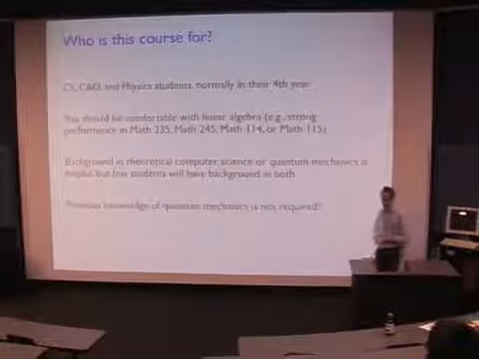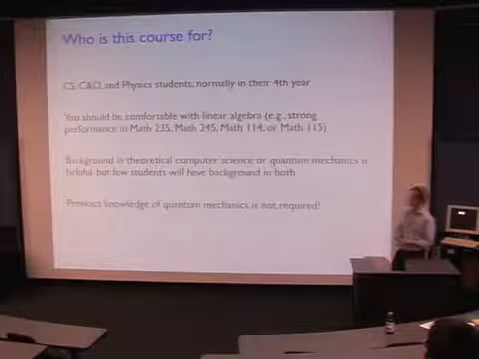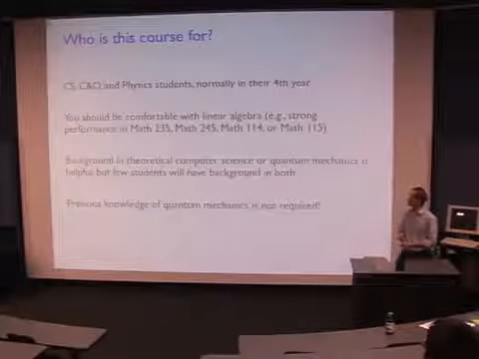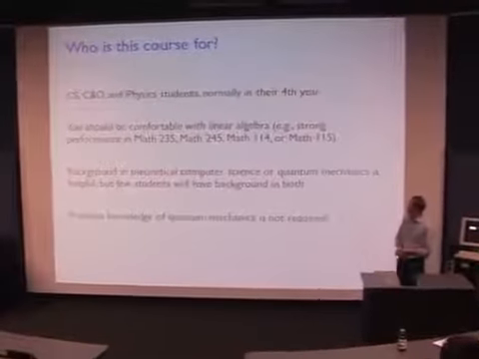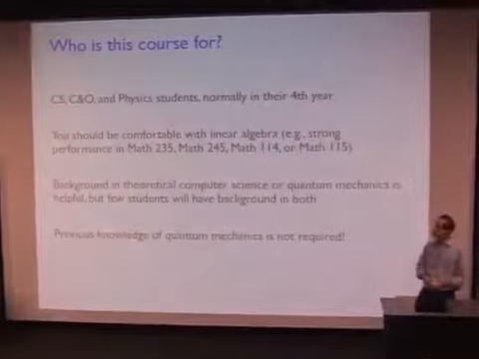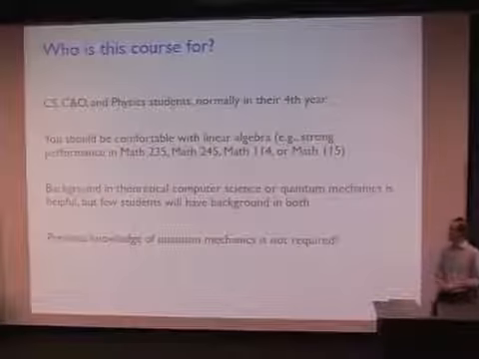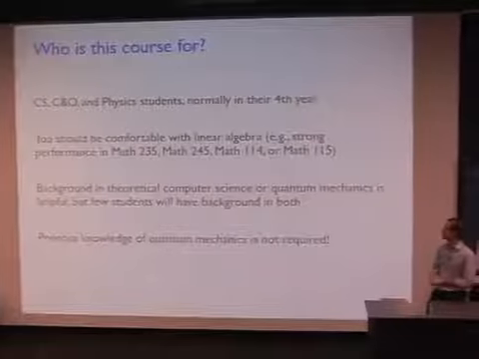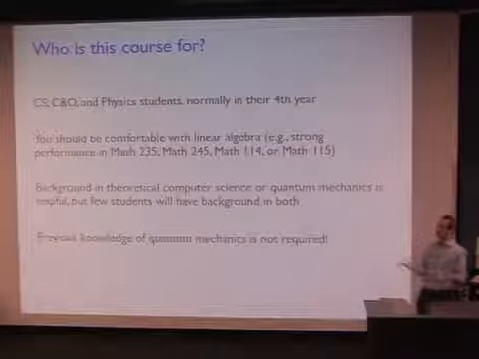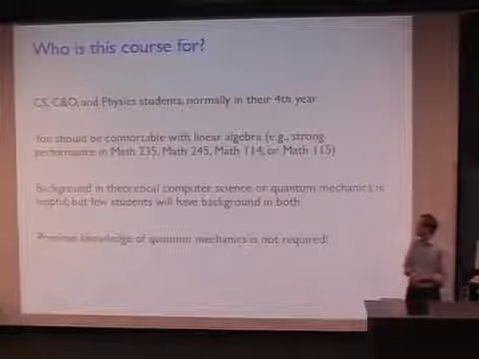So this course is intended for students in different departments, not just in CS. It's intended for students in CS, C&O, and physics. And it's normally taken by students in their fourth year, but it is possible to take it earlier. So if you're interested in taking this course, say in your third year, I would encourage you to talk with me about it to see if you're prepared.